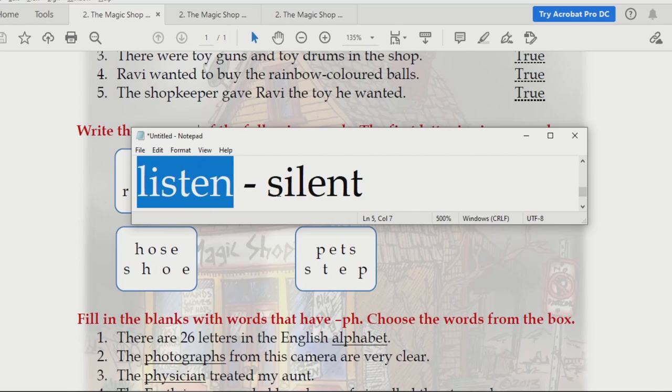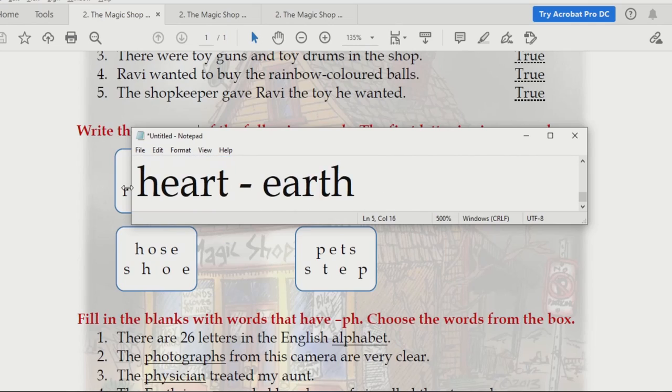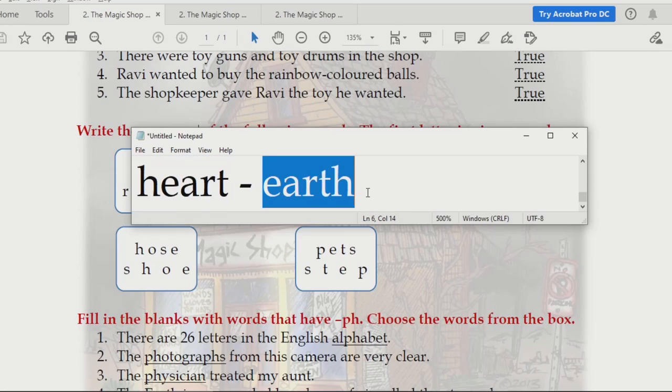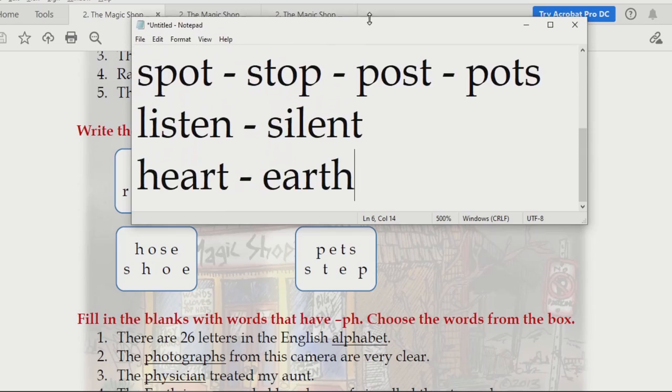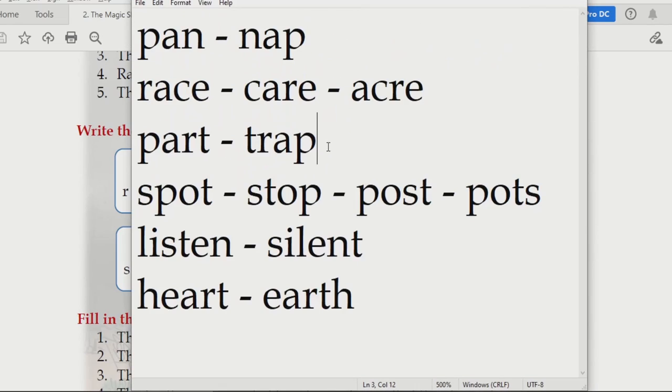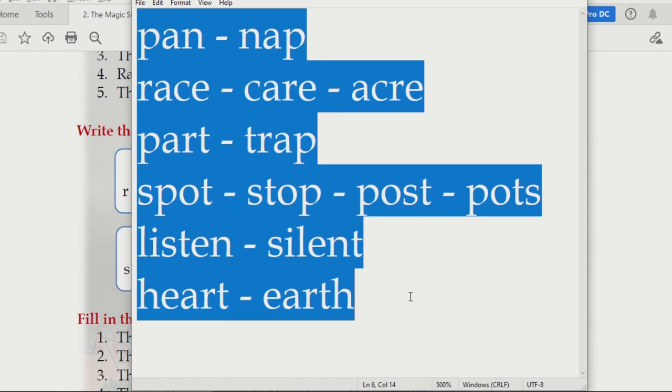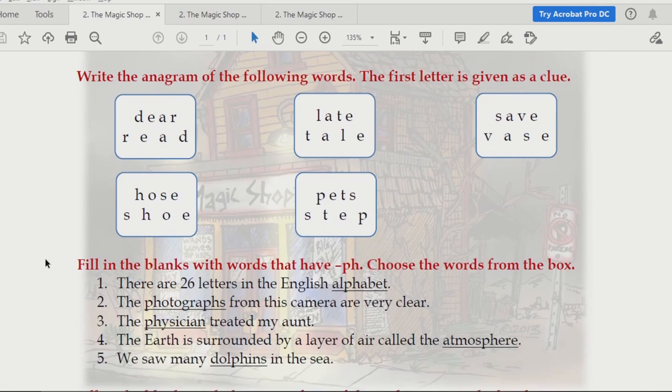Listen can turn to silent. Heart can turn to earth. And dear students, I'll expand this so that you can see all the words. Please note that no letter is being repeated anywhere. For example, in the first one, we don't have any letter being repeated. P is once, A is only once, N is only once. In the same way, all these words have no repeating letters. So we'll move on to the next exercise.